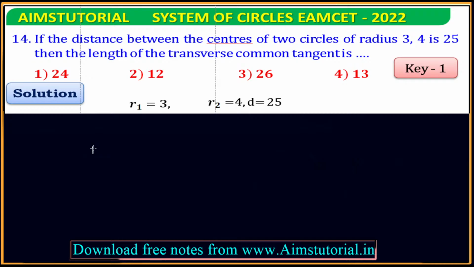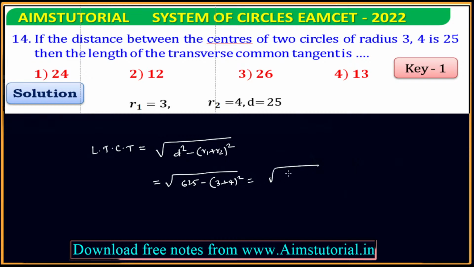So the length of the transverse common tangent formula is root over d square minus (r1 plus r2) whole square. So r1, r2 and d are given. d square, 25 square, is 625, minus (r1 plus r2), 3 plus 4 is 7, square is 49. So 625 minus 49 is 576, and square root of 576 is 24. Therefore, the length of the transverse common tangent is 24.